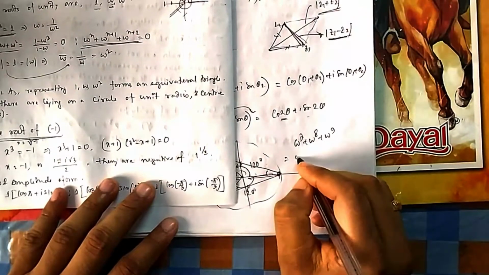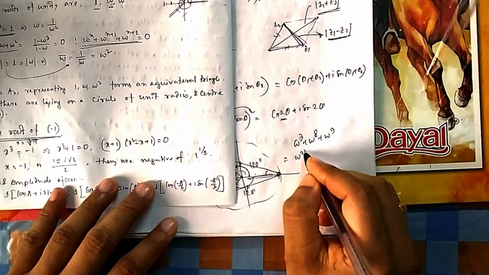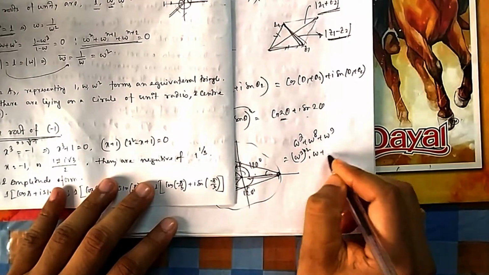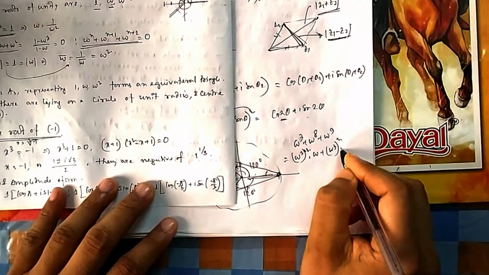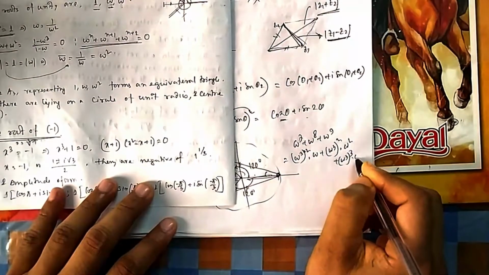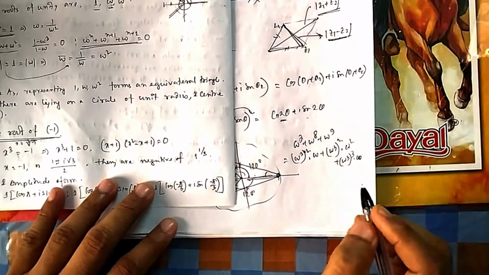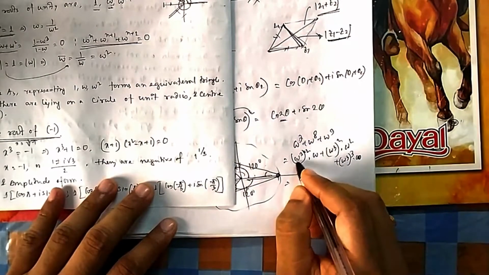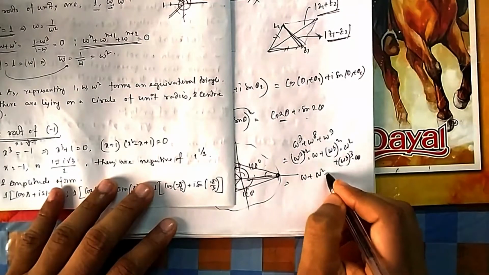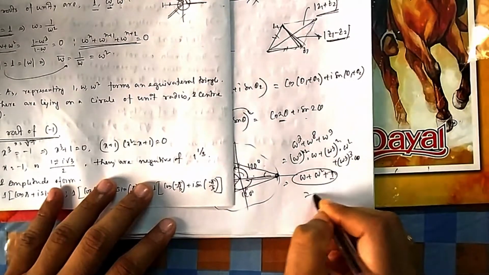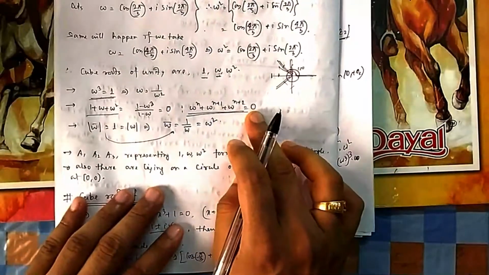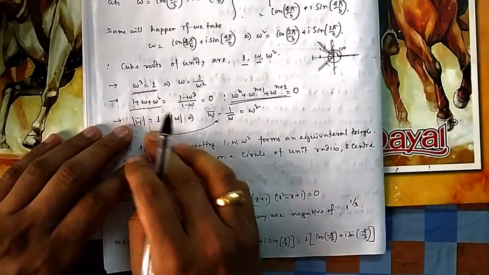How? Because you know omega cube is 1. So I will write omega 6 into omega here, omega 6 into omega square here, and omega cube into only omega cube here. That is omega 9. Since omega cube is 1, this becomes omega, this becomes omega square, and this becomes 1. So 1 plus omega plus omega square is 0. Any three consecutive powers of omega, if you add, it becomes 0. And the magnitude of omega is always 1.